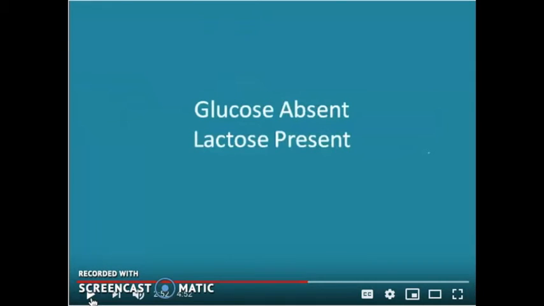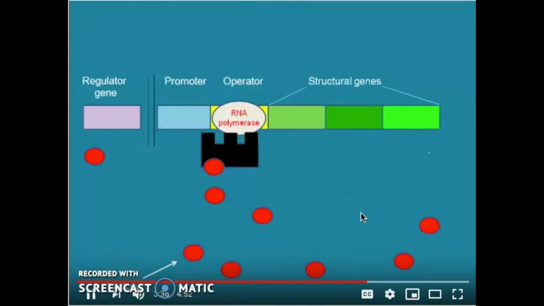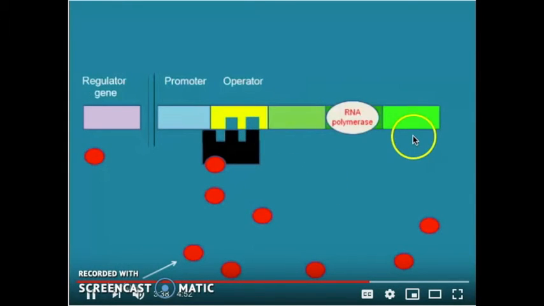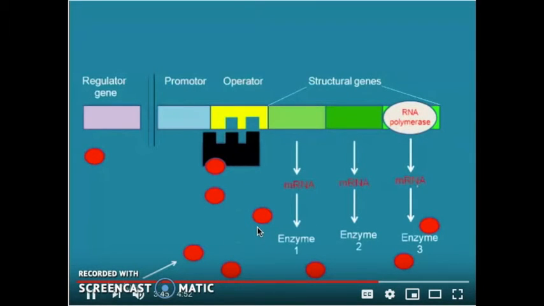When glucose is absent and lactose is present, we do need the beta-galactosidase to break lactose down into glucose for energy. Lactose will bind to the active repressor, causing it to change shape and no longer bind to the operator. In this case, because it can no longer bind, RNA polymerase can go through, creating beta-galactosidase, which can then break the lactose down into glucose.